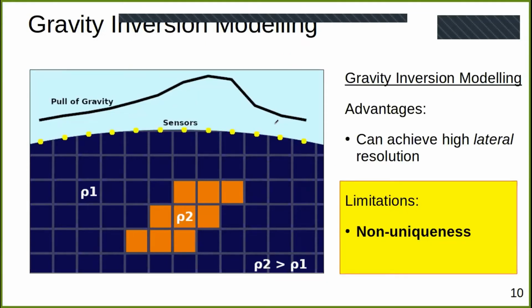However, in this sort of approach, while you can get really high resolution in imaging this sort of structure if you had enough sensors, there is inherent non-uniqueness to this. What I'm saying is that you could reconfigure this estimation of this anomaly in many different ways or different depths and get the exact same data response. So often gravity inversion modeling requires a priori information or really strong constraints to get something reliable out of it.